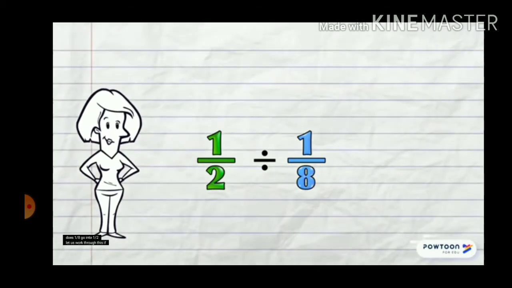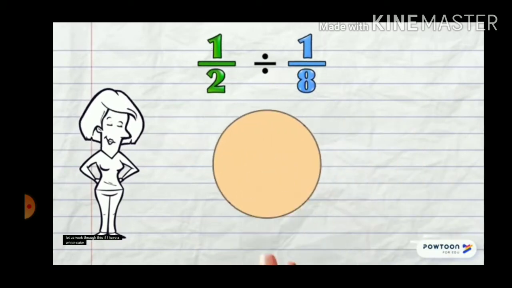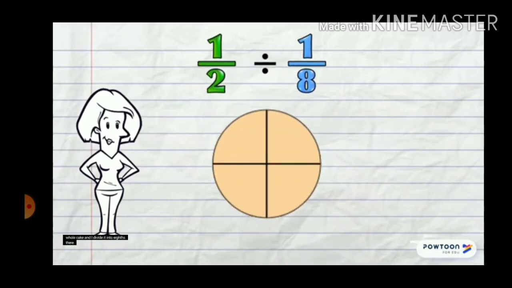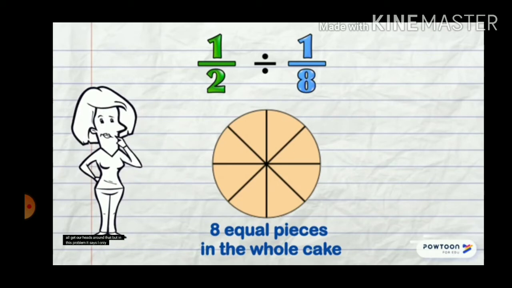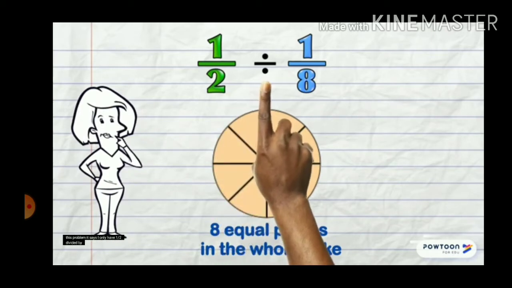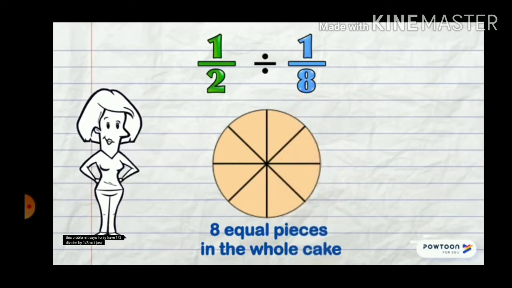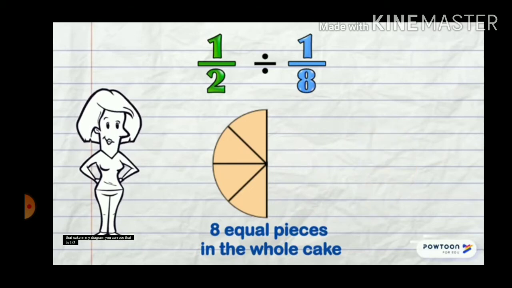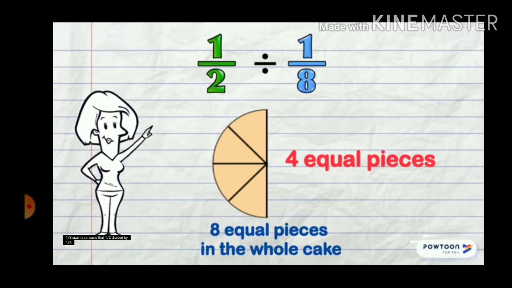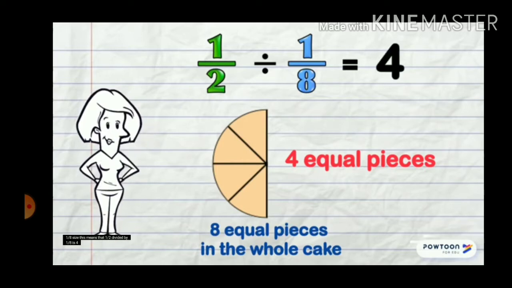Let's work through this. If I have a whole cake and I divide it into eighths, there would be 8 equal pieces. We can all get our heads around that. But in this problem it says I only have 1/2 divided by 1/8. So I just want half of that cake in my diagram. You can see that in 1/2 we get 4 equal pieces of that 1/8 size. This means that 1/2 divided by 1/8 is 4.